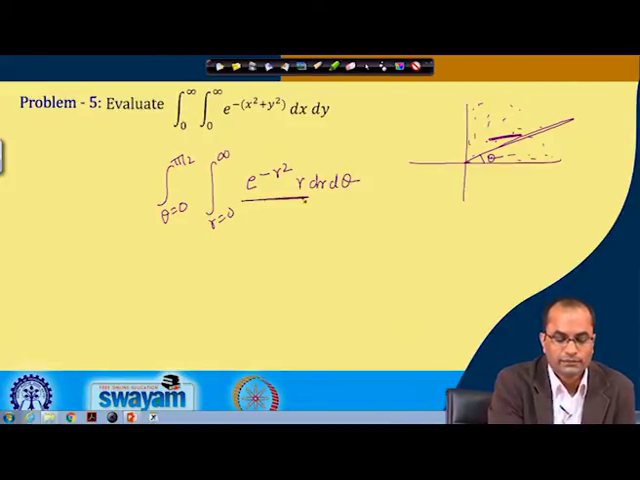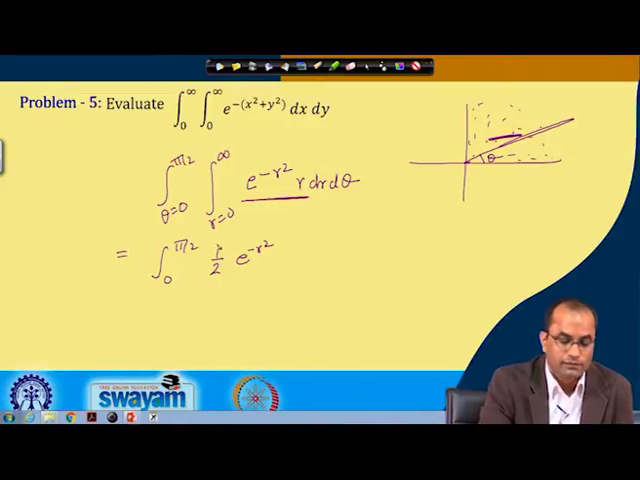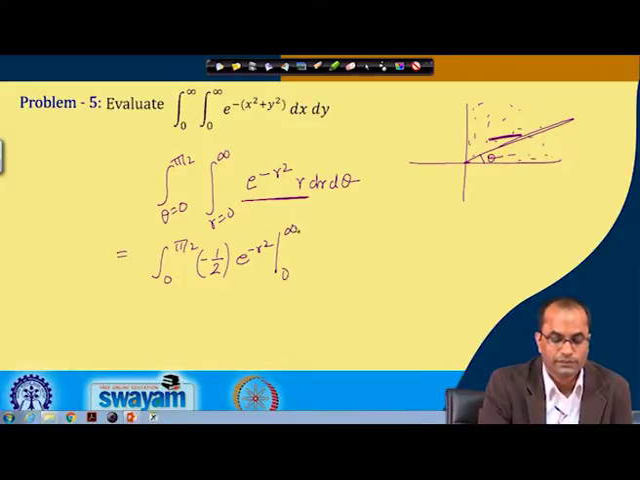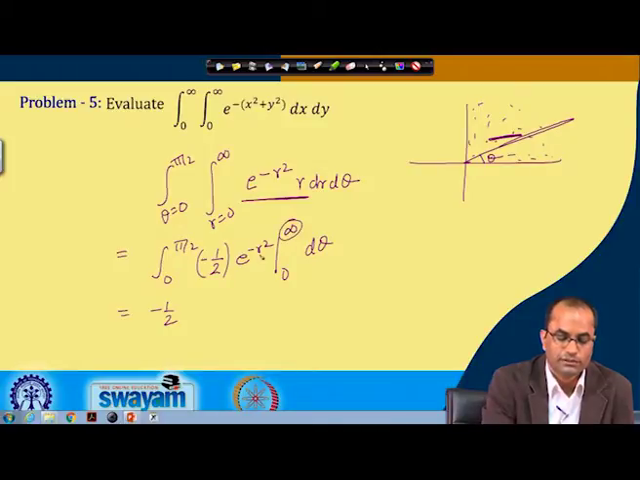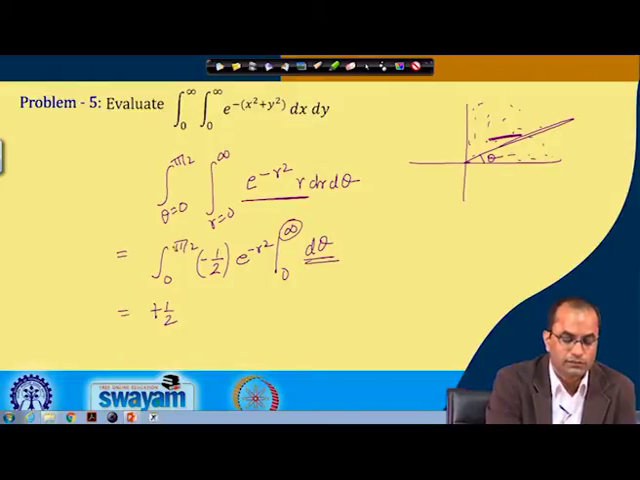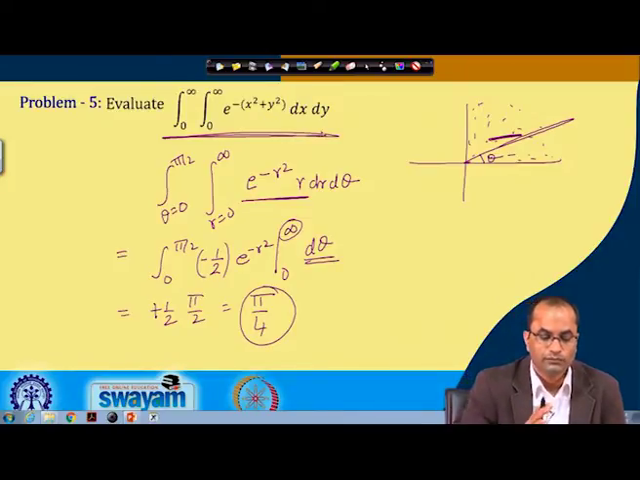Which is again similar to an example we have done before. This will be minus half e power minus r square, from 0 to infinity, and this d theta. So, minus half, and e power minus infinity, when r approaches infinity, this will be 0, and e power 0 will be 1. So, we get 1 here, and then the theta integral over 0 to pi by 2 will give pi by 2. So, we have pi by 4. So, the value of this integral, 0 to infinity and 0 to infinity, is pi by 4.